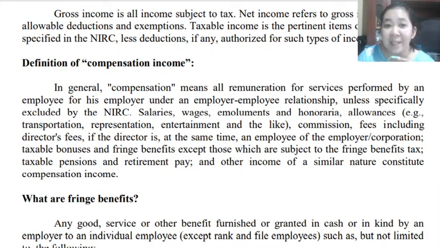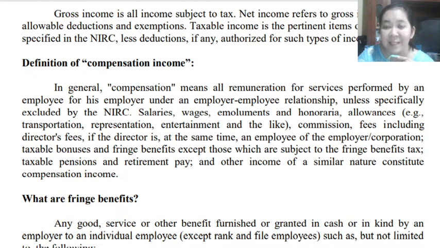What is compensation income? We have here the definition, but in simple terms, compensation income is the income that you derive in performing your services as an employee to your employer. Meaning, this is under the employer-employee relationship. So this is in the form of salaries, wages, emoluments, honoraria, allowances, and so on. So it should be under an employer-employee relationship.